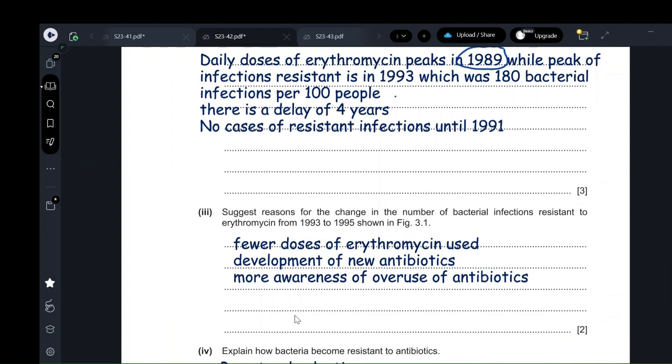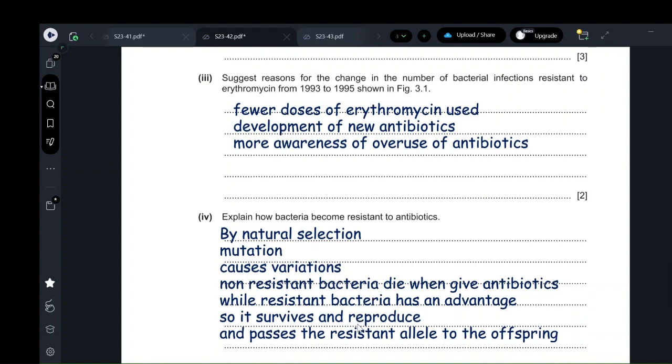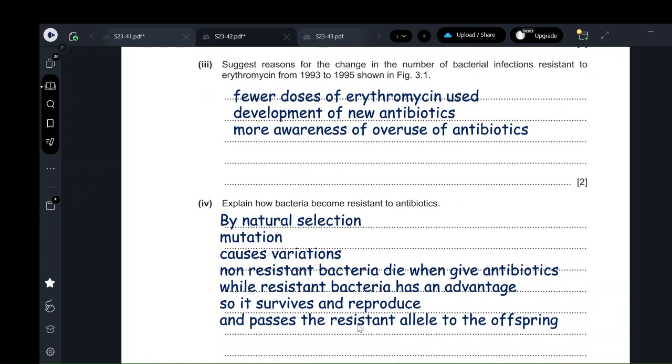This question, explain how the bacteria becomes resistant to antibiotics. How did they develop the resistance? By natural selection, mutation occurred, which causes variation in the bacteria. The non-resistant bacteria will die when you take antibiotics. However, the resistant will survive, reproduce because it has an advantage, and it will pass the alleles to the offspring.